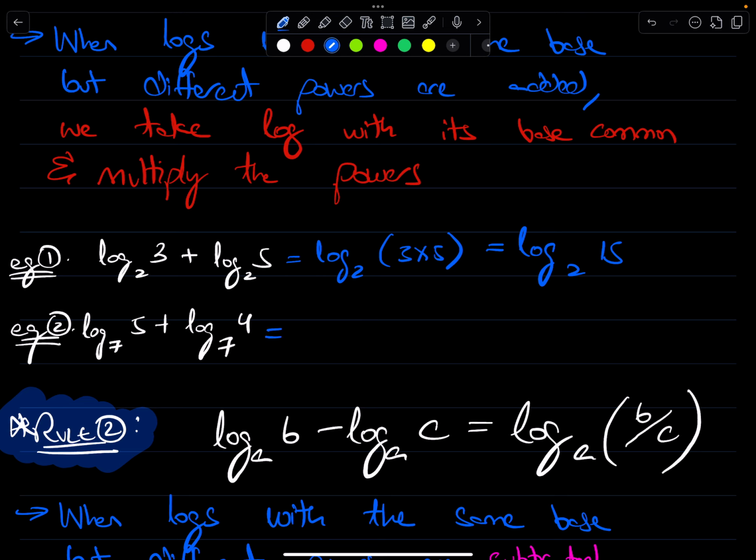Then what if we have this? In such a case, we will take log base 7 common and multiply 5 with 4. This will give log base 7 to the power 20.